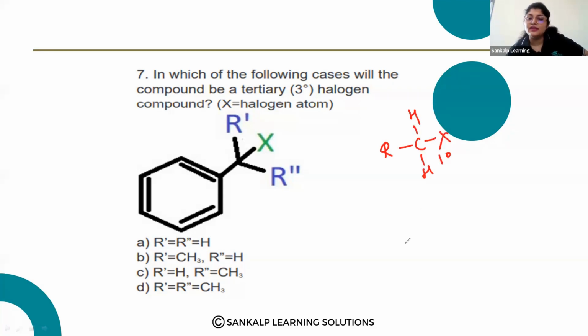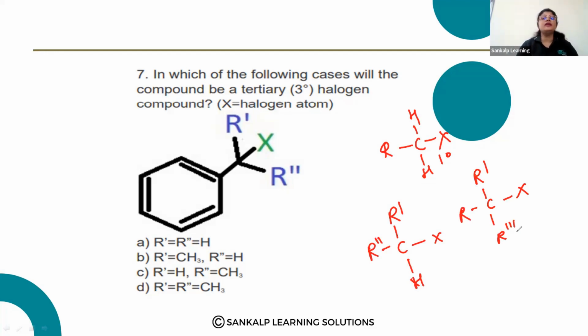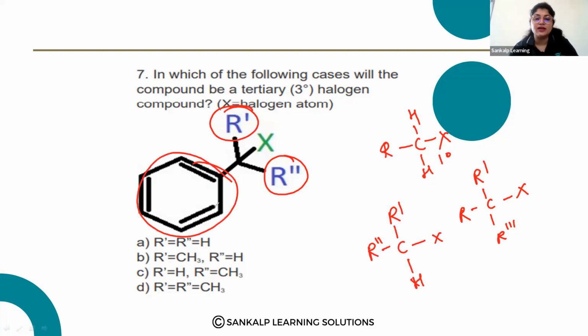Then if the halogen atom is attached to a carbon which is next to two alkyl groups, then it is secondary. Then if the halogen atom is attached to a carbon with three alkyl groups, then it will be tertiary. So here, in which case will it be tertiary? This is one R, that is an aryl group.